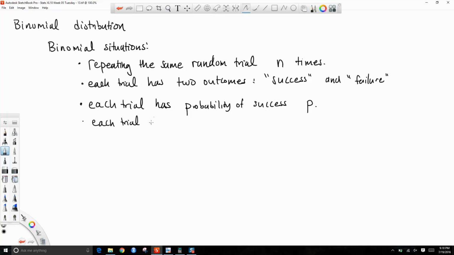Each trial is independent of other trials. What does it mean to be independent? It is not affected by the other trials. Every time you flip a coin, it's not affected by the other coin flips. As far as the basketball player goes, perhaps subsequent shots are affected by previous performance. Maybe, maybe not. If we wanted to apply the binomial distribution, we're going to have to assume that every shot is independent. That might not be a safe assumption. Each trial is independent of other trials, and we are interested in getting X successes.